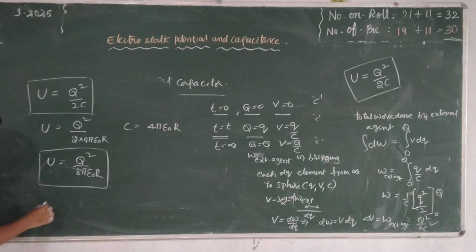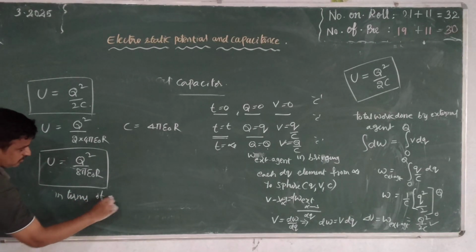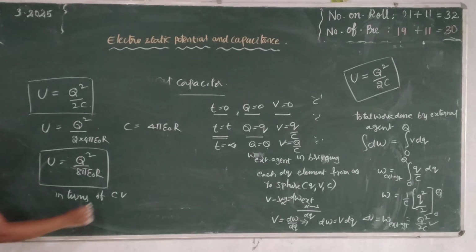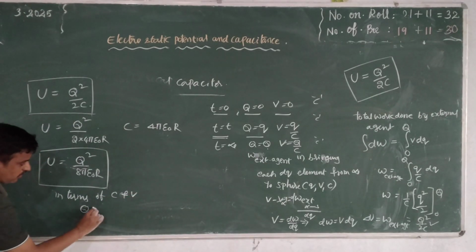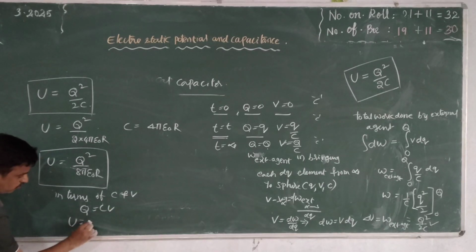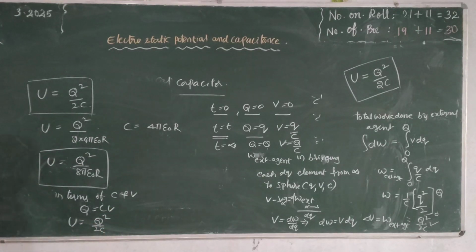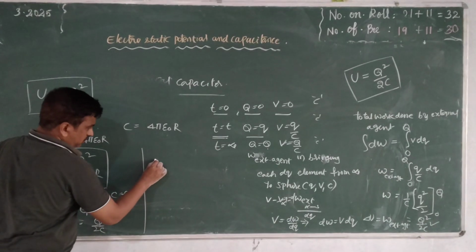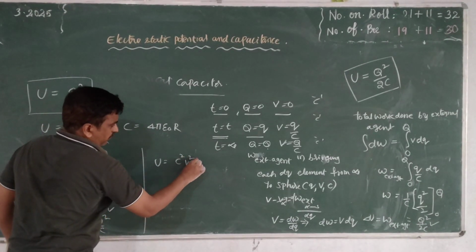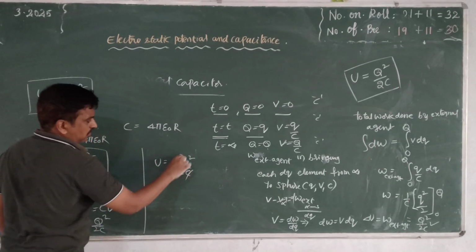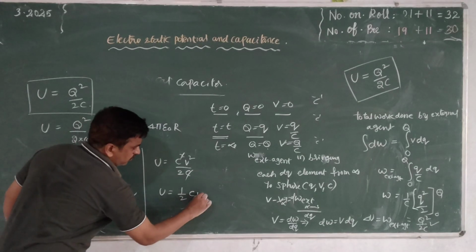For example, in terms of C and V, we can write Q equals CV. So U equals Q square by 2C. Instead of Q we can write CV, so U equals C square V square by 2C. One C cancels, and we get U equals 1 by 2 C V square.